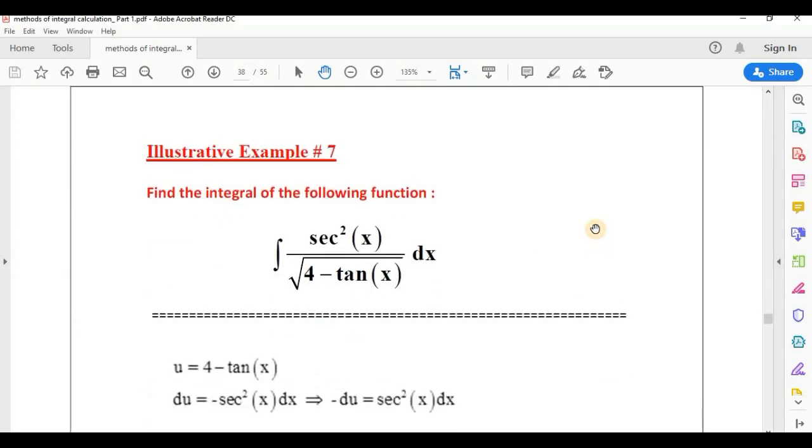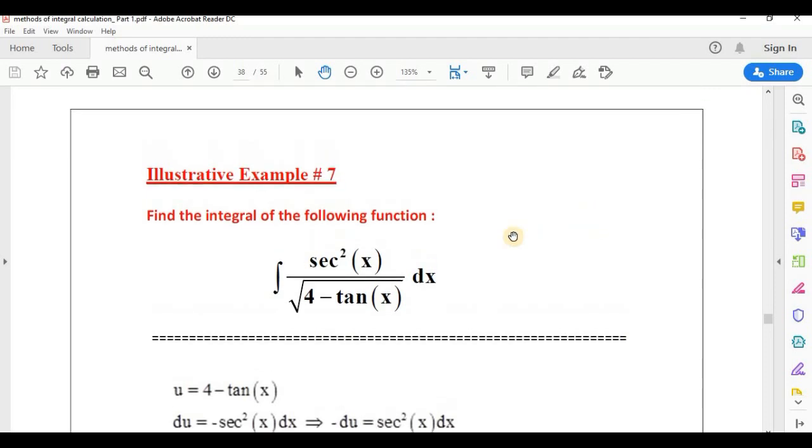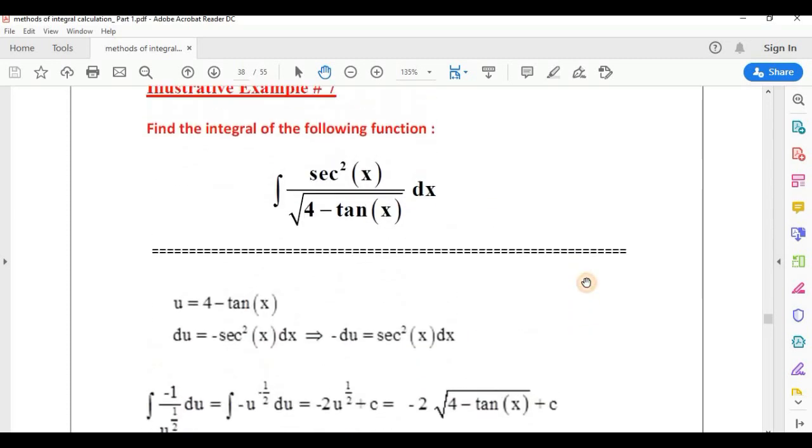Let's see another example. We have this example. Find the integral of the following function. We will solve it by using the substitution method. As we learned, what is the first step? We will take the assumption. We will take this part for the assumption, so it will be u equal 4 minus tan x.